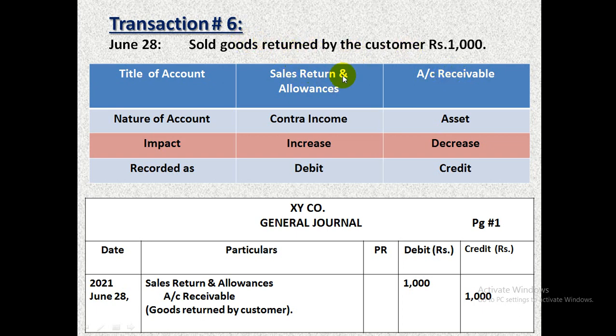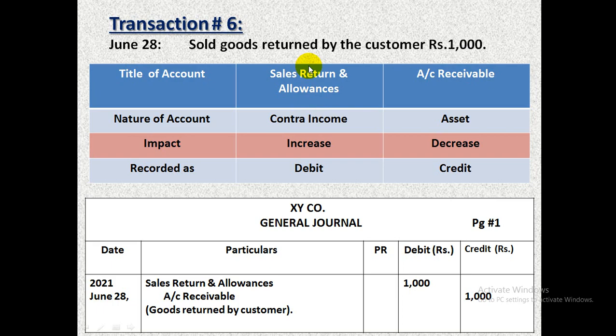The accounts which we have to engage in this transaction will be sales return and allowances, because the goods sold are returned, and account receivable, because we assume that the returned goods are always those which were sold on credit. Now let's see their nature. Sales return and allowances, contra income; account receivable, asset.